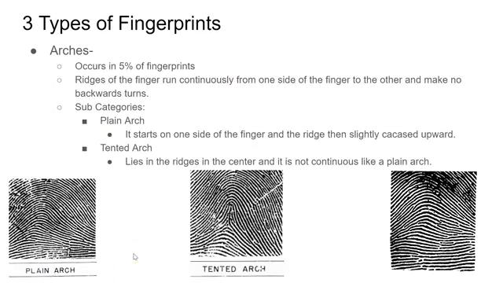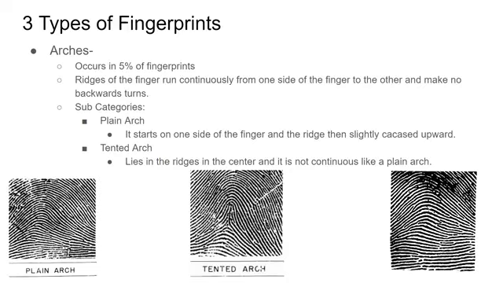There are three different types of fingerprints. The first one is arches. Arches occur in about 5% of fingerprints. Ridges of the fingers run continuously from one side of the finger to the other, making no backwards turns.